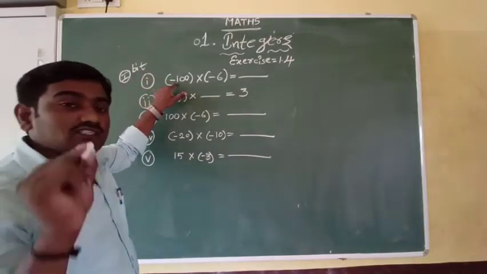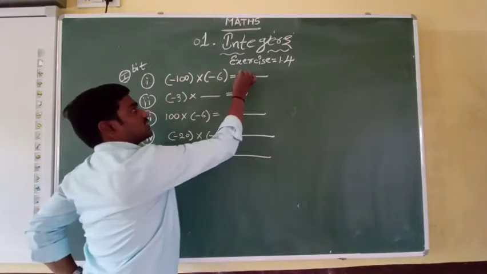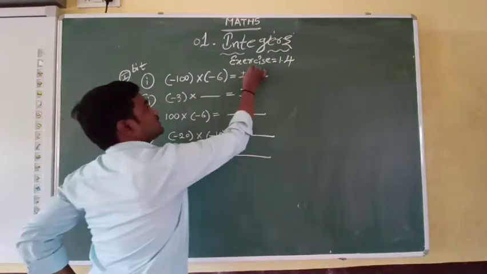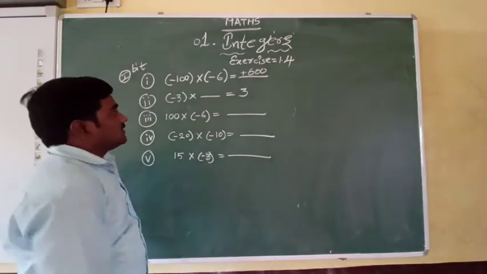Let us multiply the signs first. Minus into minus is plus. You have to write the plus. 100 into 6 is 600. Then plus 600 is the answer.